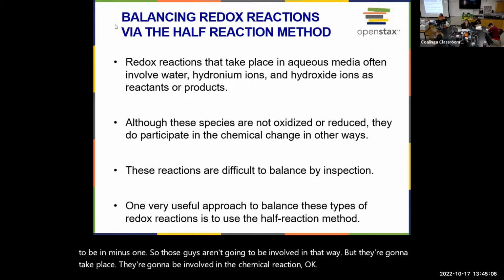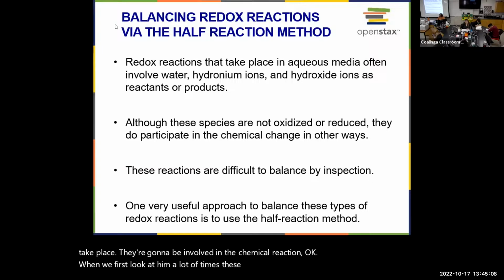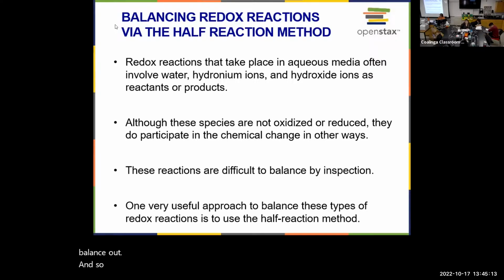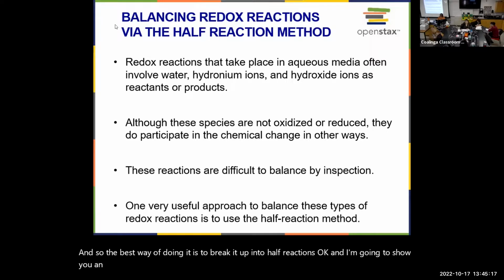When we first look at them, a lot of times these reactions are going to be very, very difficult to balance out. And so the best way of doing it is to break it up into half reactions. Okay, I'm going to show you an example of that.